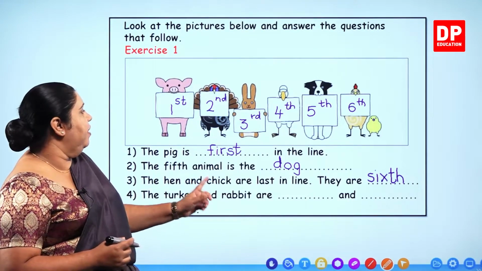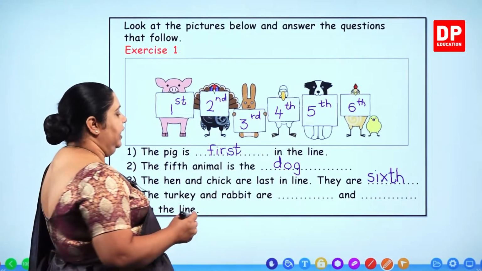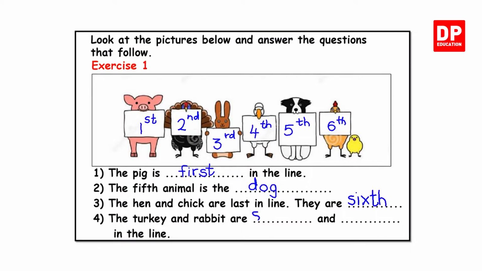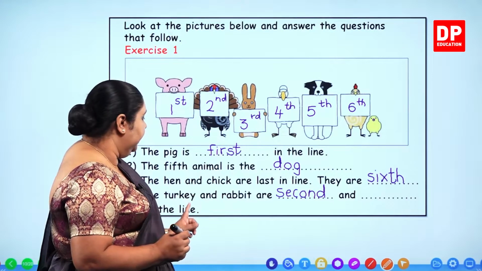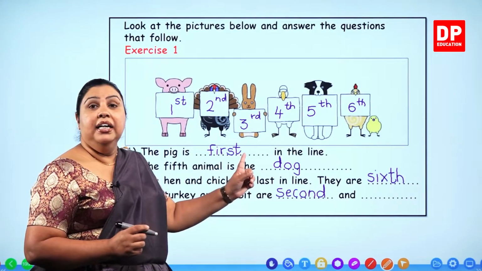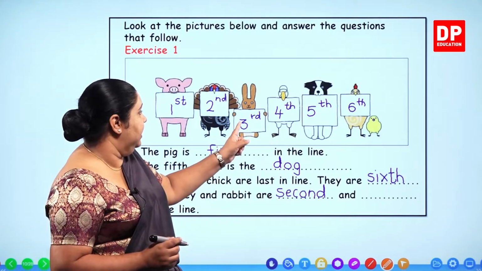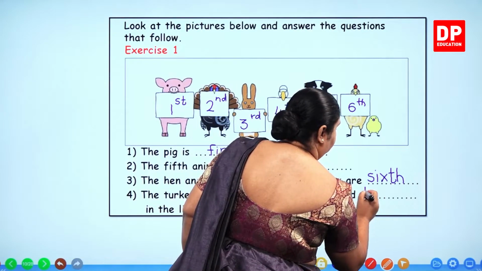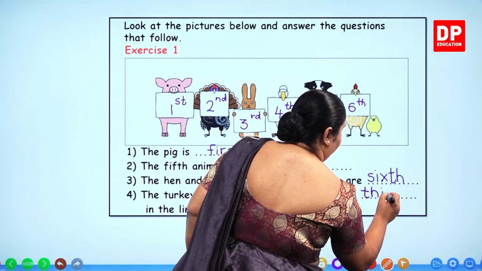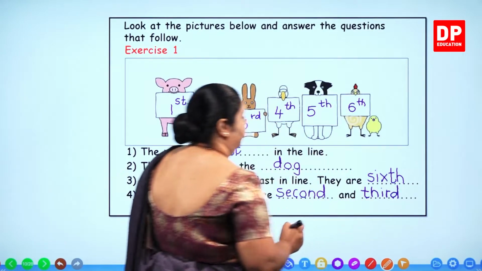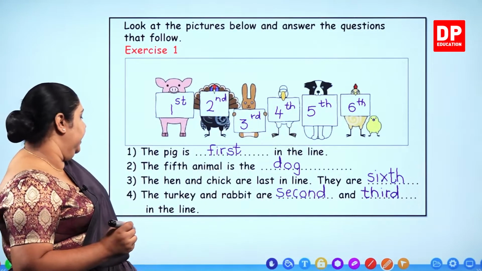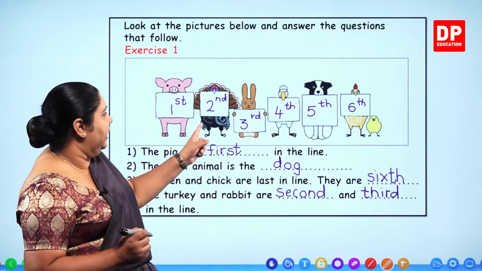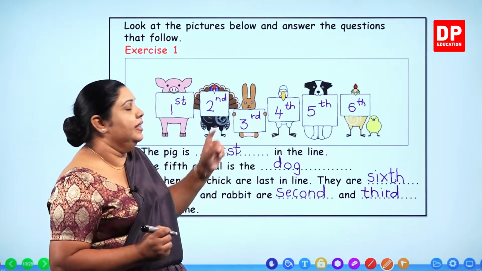The turkey is the second. S-E-C-O-N-D. The turkey and the rabbit are second and what is the number of the rabbit? Third. T-H-I-R-D. Third. Second and third in the line. Can you see? Second is the turkey and then the third is the rabbit.